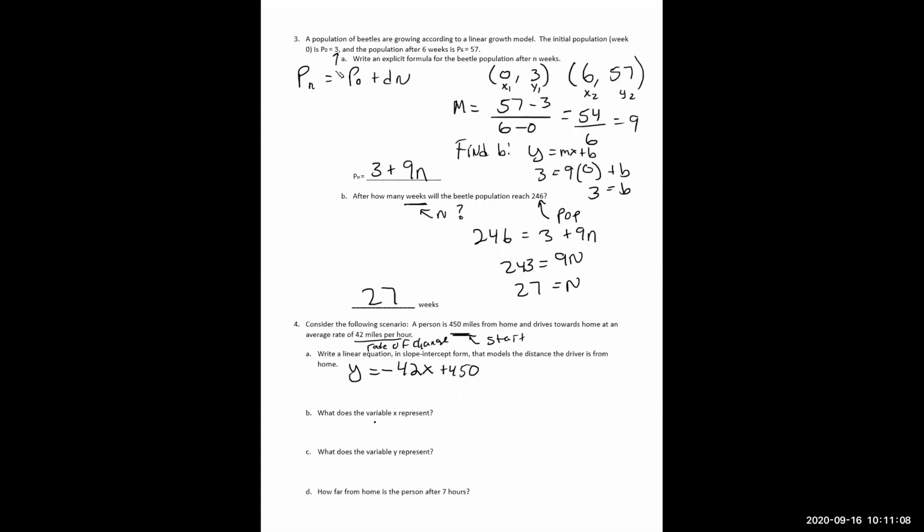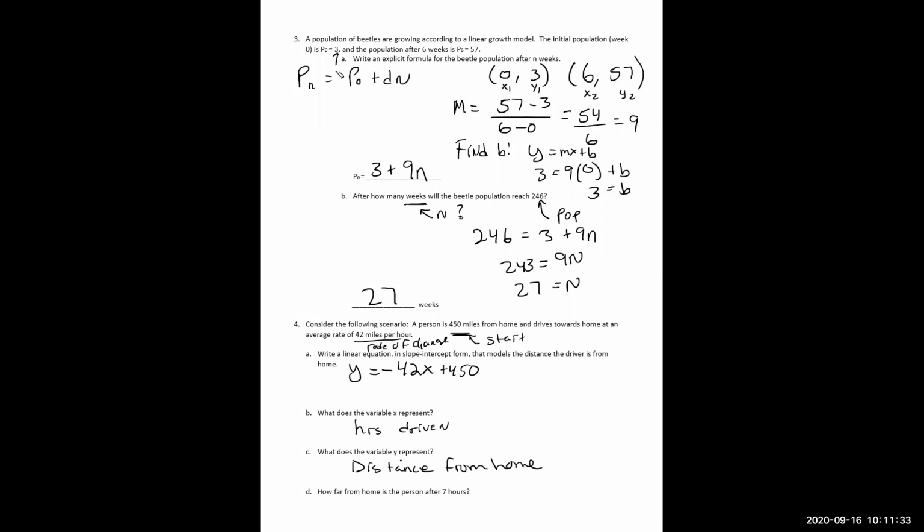What does the variable x represent here? If we're driving at 42 miles per hour, the x variable here is going to be our hours driven. And the y variable, the output here, is going to be our distance from home.